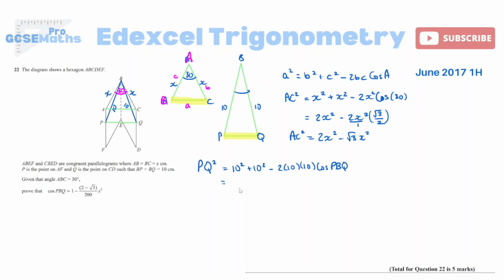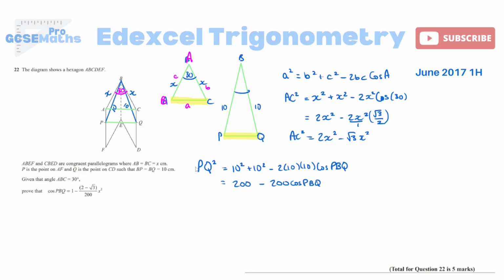Now, let's just simplify this a bit. 100 plus 100 is 200. Minus 2 times 10 is 20, times 10 is 200. That's the most simplified I can get it. Again, I can't subtract these two because the second 200 is attached to whatever cos PBQ is. So they're not like terms.